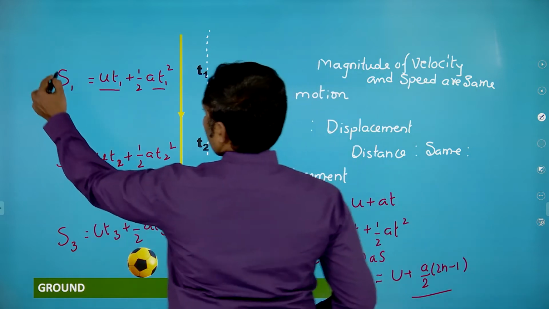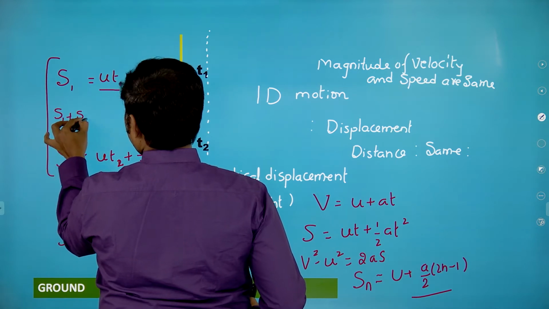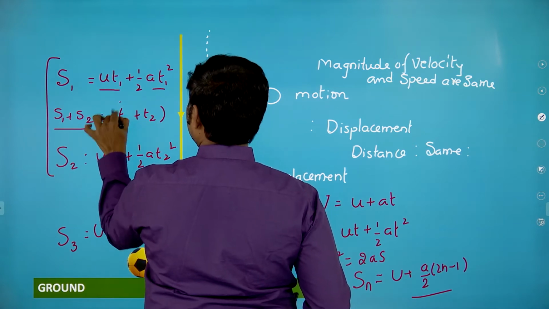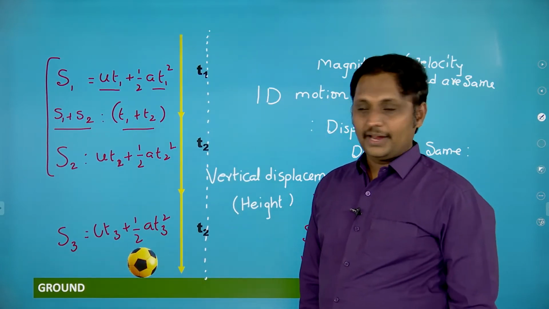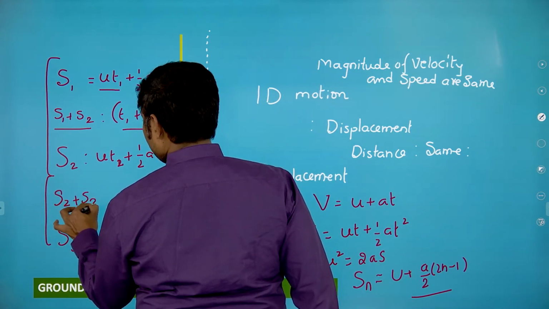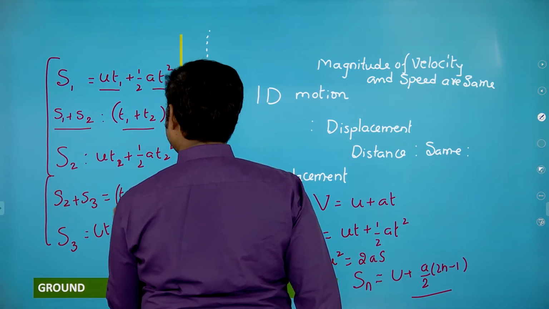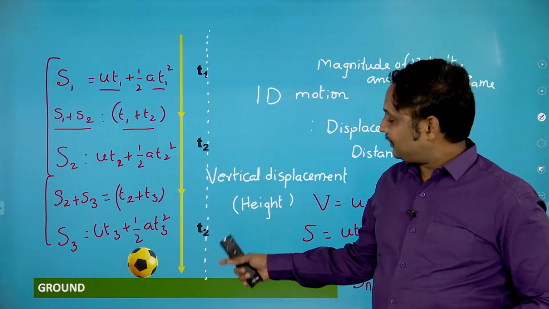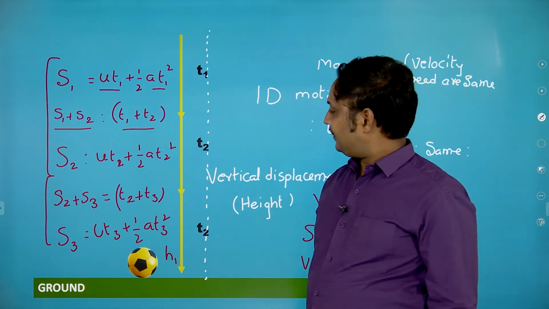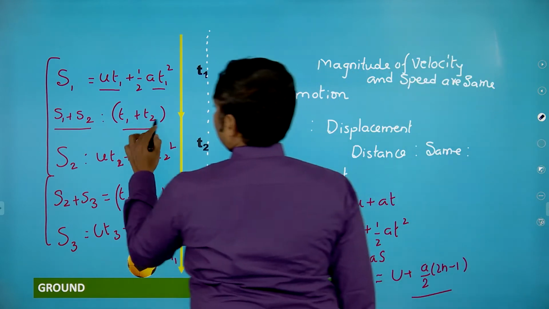This is S1 plus S2, which is given in the time interval of t1 plus t2. This is S2 plus S3, in the time interval t2 plus t3. So in the last second, the distance covered, let it be h1. Now we can easily solve the problems related to that.